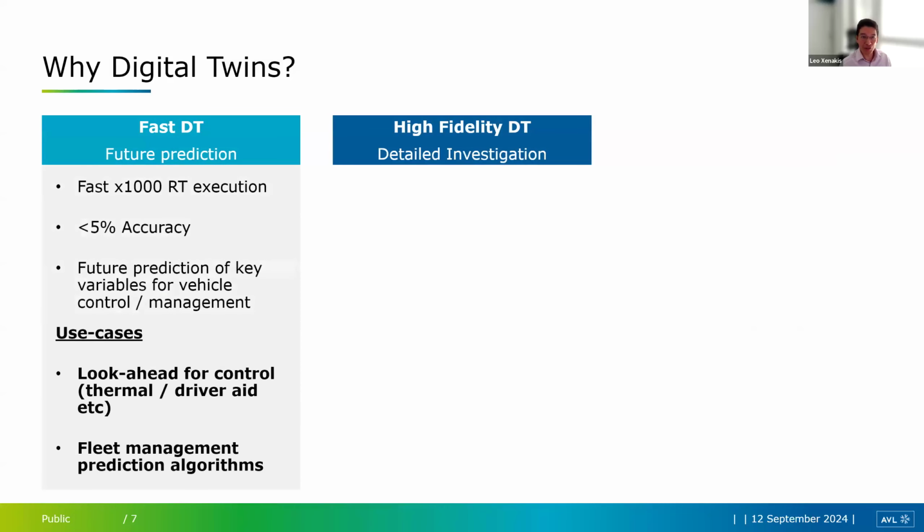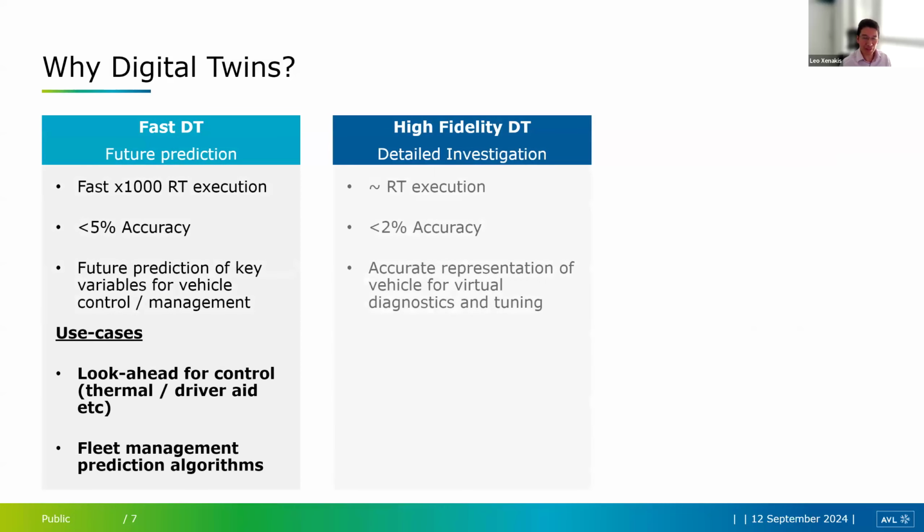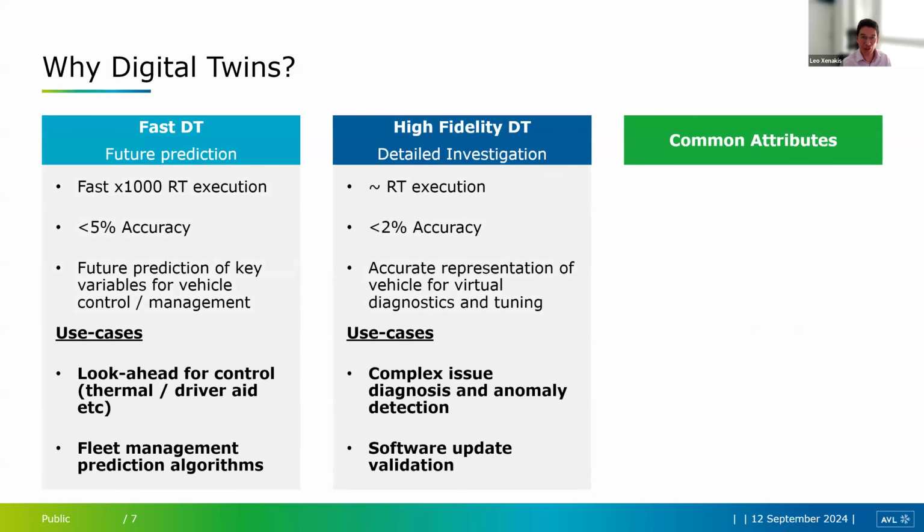So quickly, why digital twins. Again, I don't want to spend too much time on this. There's a lot more detail in the previous presentation, but essentially there are a lot of use cases. Obviously, if you have the ability to synchronize the models that you have with the vehicles, there are a lot of use cases that are opened up between the fast digital twins and the high fidelity digital twins. Because they run at different speeds and have different accuracies, of course, they have different use cases.